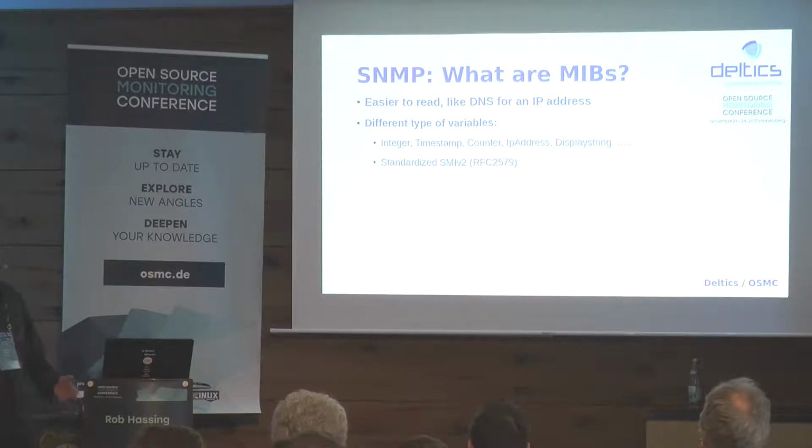So if we get, for example, the uptime, it will be more like a timestamp. And if we want to get the system contact, it would be a display string or a normal string. So there are different types of information.